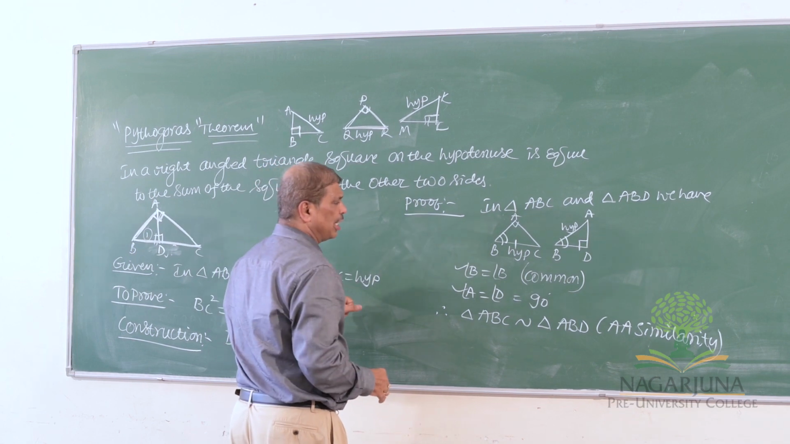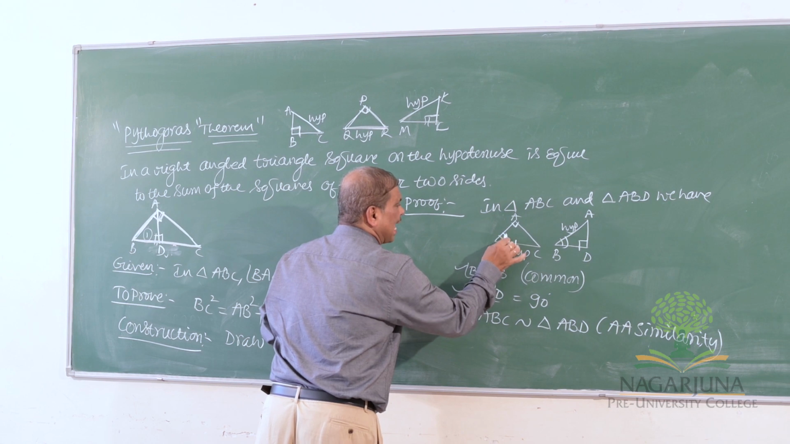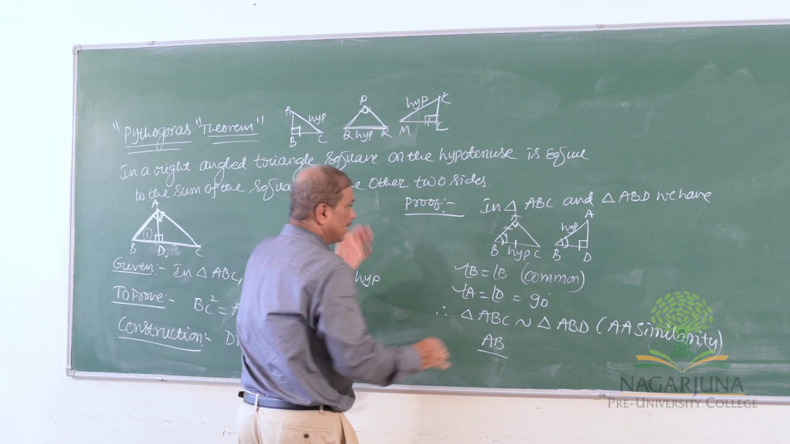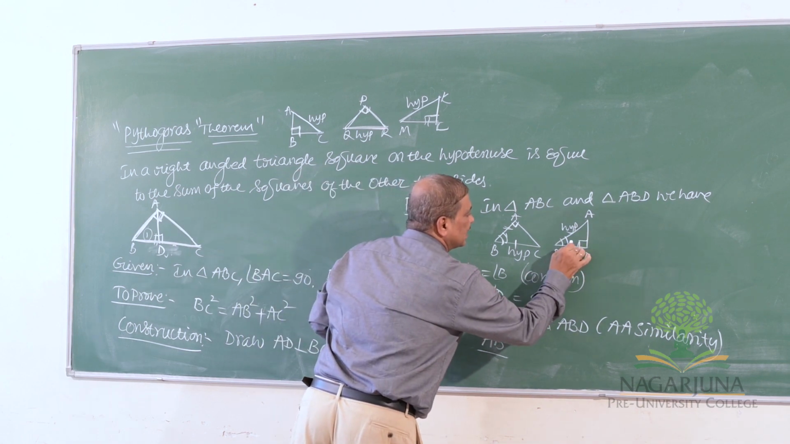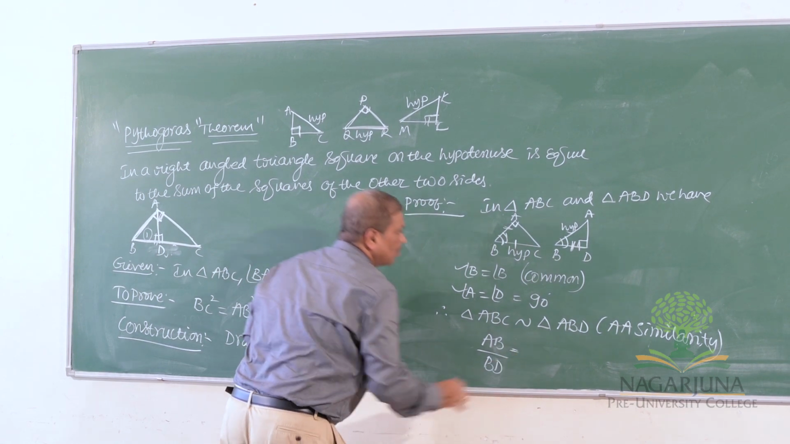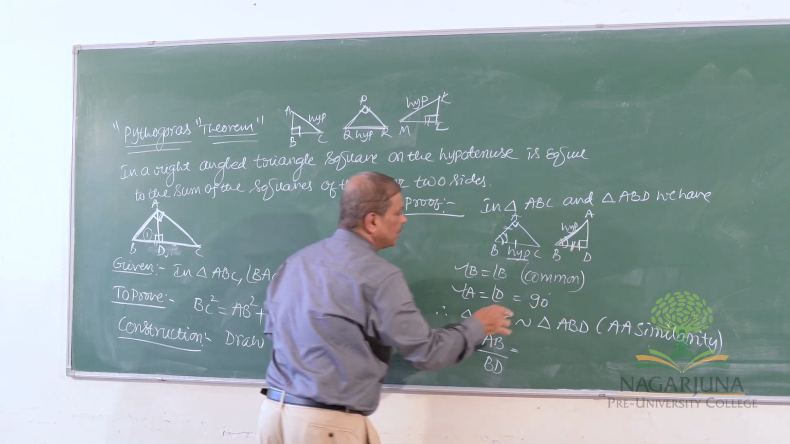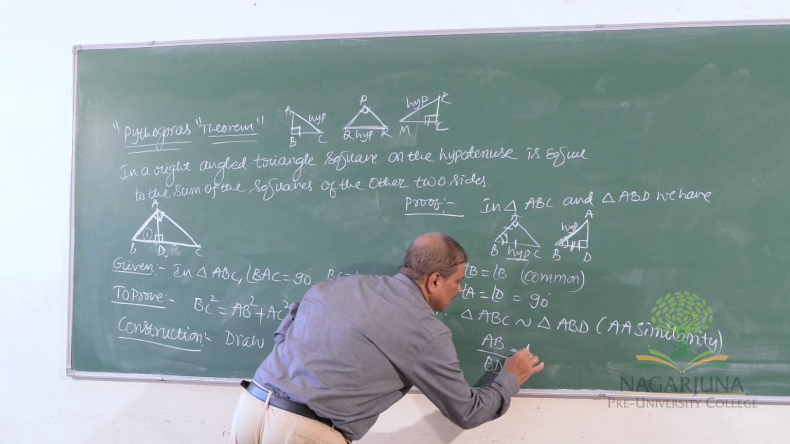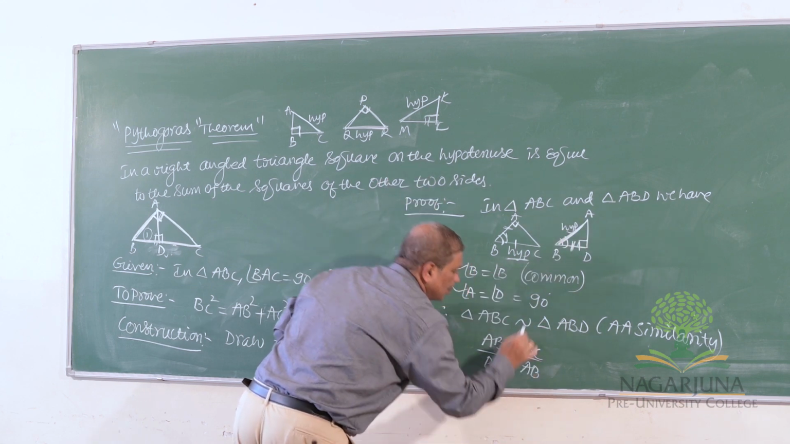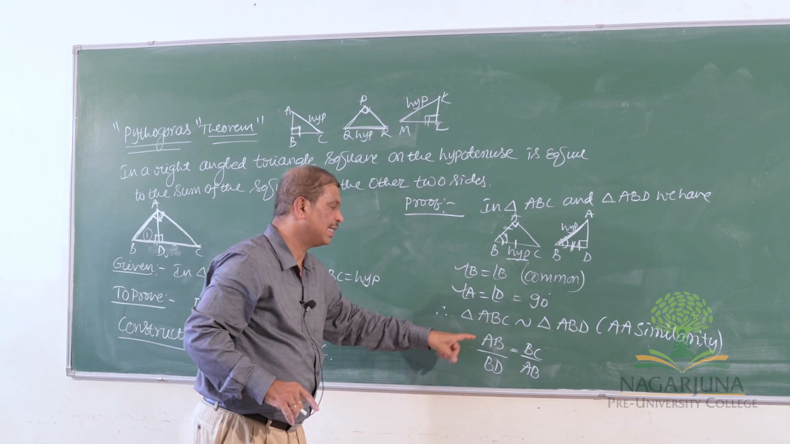What are the corresponding sides? First, see the 90 degree angle and the common angle side. Here it is AB, and here, with the 90 degree, the common angle side is BD. So AB by BD equals hypotenuse over hypotenuse. Here the hypotenuse is BC, and here the hypotenuse is AB. So if two triangles are equiangular, then they are similar, and the sides correspond.